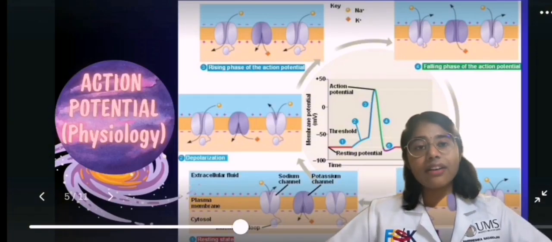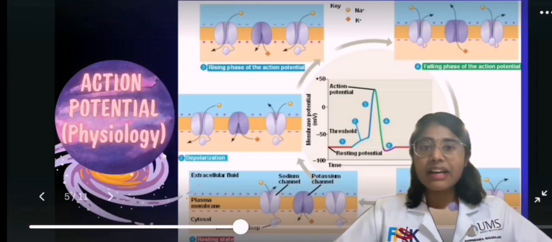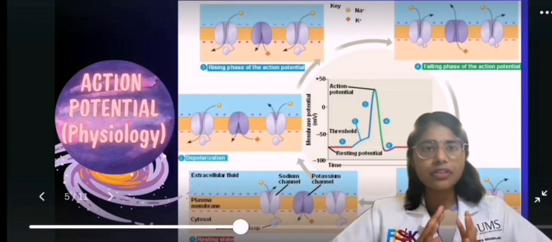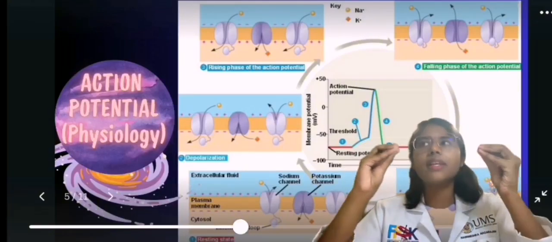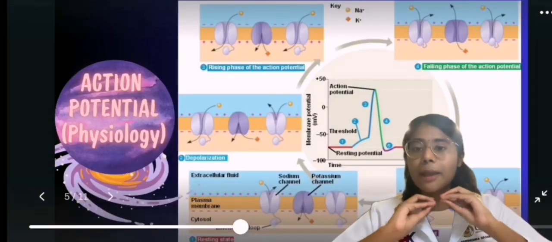Now let's look at the chemical reactions that are involved in the central nervous system. Talking about chemical reactions, the most important thing that comes to my mind is synapses.